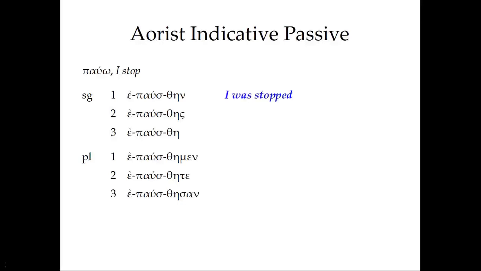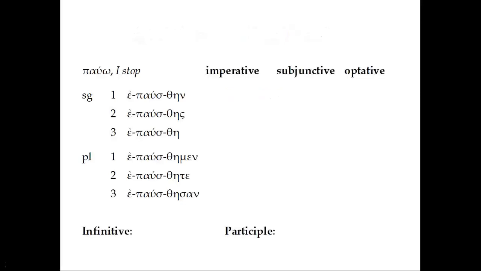Pausthēn, I was stopped. You were stopped. He, she, or it was stopped, etc. Now, to look at the other moods, the infinitive, the participle, we've got those up there.